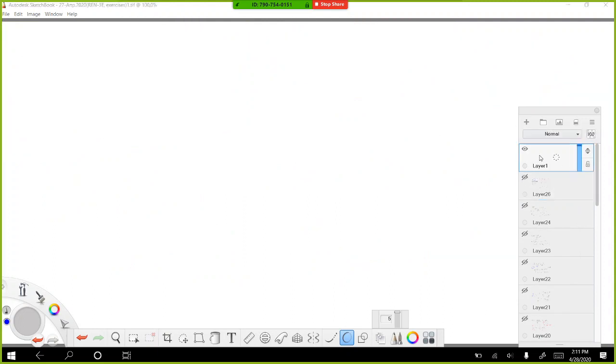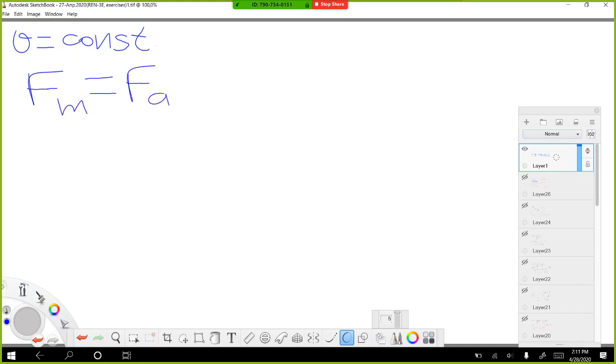Okay, in order to maintain the constant velocity, the velocity should be maintained constant. It means if velocity is constant, there is no acceleration of rail and of bar, and if there is no acceleration, forces Fm should be equal to Fa, and Fm from Ampere's law of force.